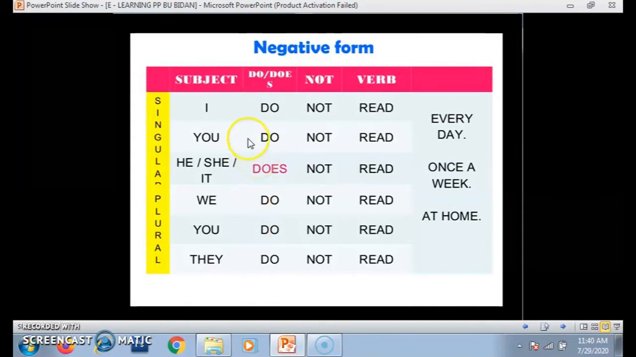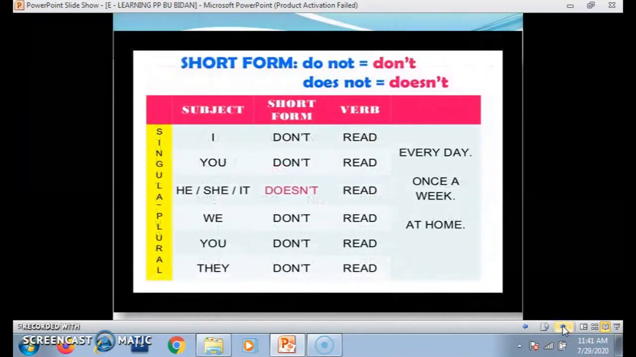Do is used with subject I, you, we, and they. And how about does? Does is only used when you have subject he, she, and it. As usual, after the auxiliary verb, you can add the basic word. Okay, it is about the short form of do not and does not. You can say don't for do not, and you can say doesn't for does not.